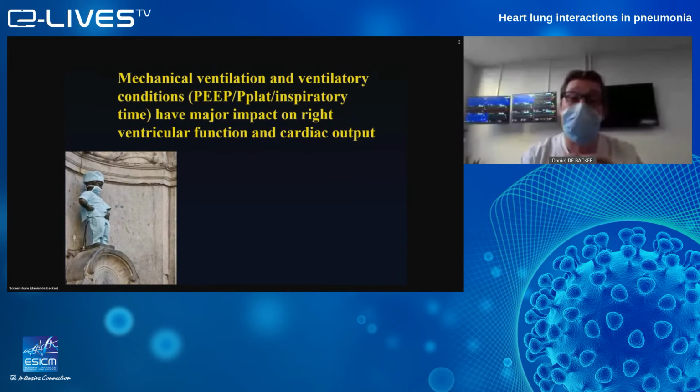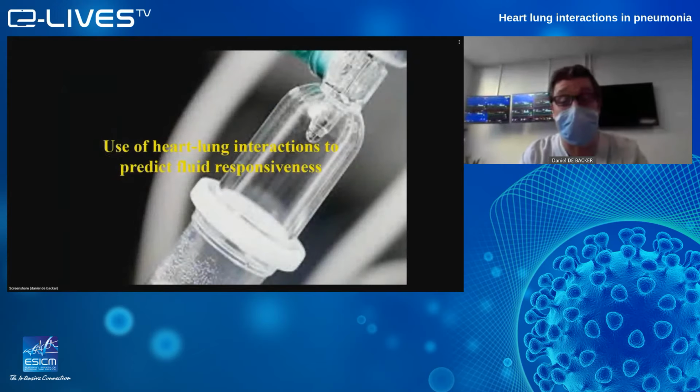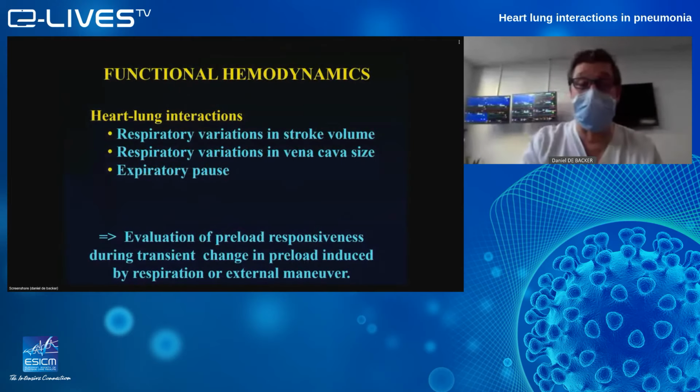So what is indeed the impact on the right ventricular function and cardiac output? We need to look at this in particular, of course, in the context of COVID-19, and we do not have a lot of data there at this stage. What is the use of heart-lung interactions to predict fluid responsiveness?